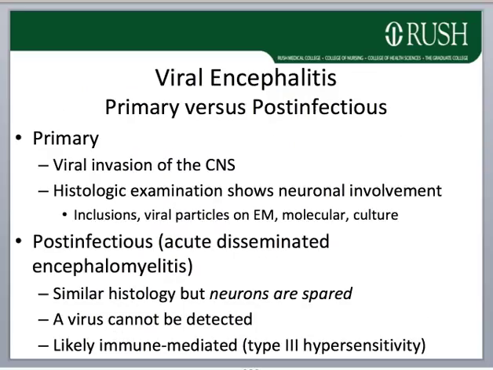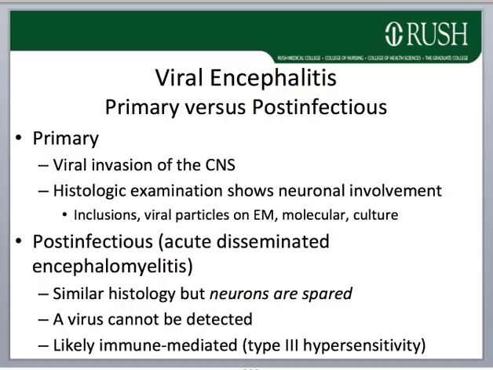In viral encephalitis, we also have to distinguish between primary and post-infectious. Viral encephalitis that's post-infectious means that it occurs after the infection has resolved. Primary infection is characterized by viral invasion of the CNS. Neuronal involvement can be identified on histologic examination, which may show inclusion bodies on light microscopy or viral particles on EM. The virus can also be identified by PCR or occasionally cultured from brain tissue.